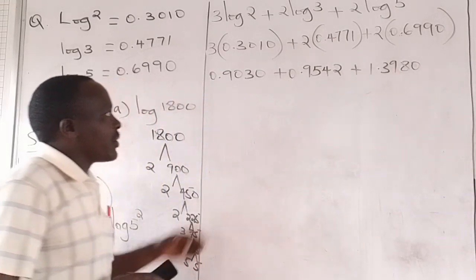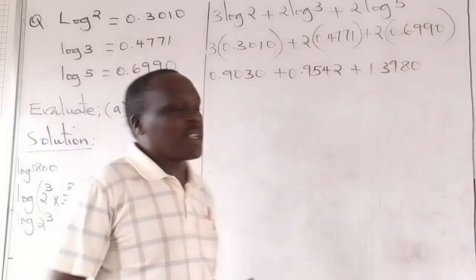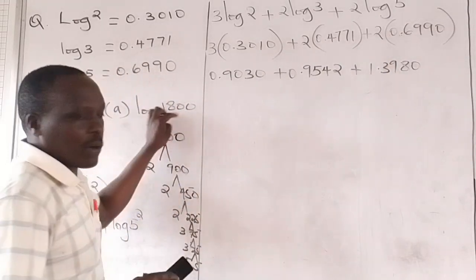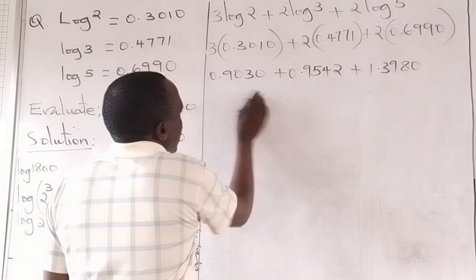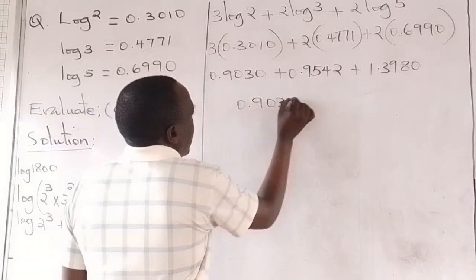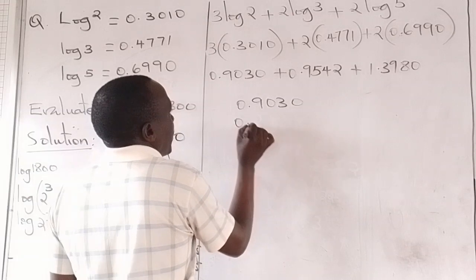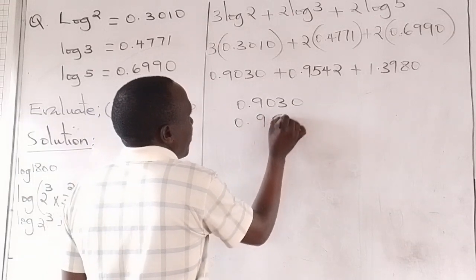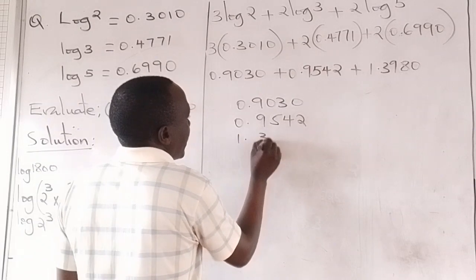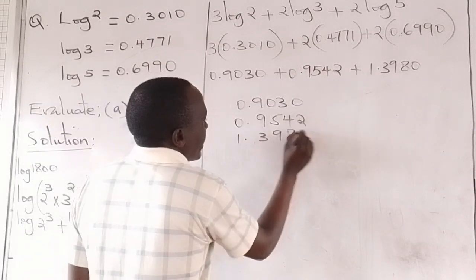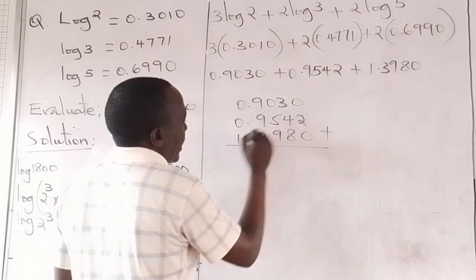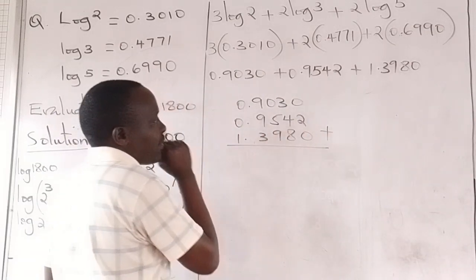From there, we are going to add the 3 numbers. By adding the 3 numbers, we are going to come up with the log of 1800. So we are going to use the column method when we are adding 0.9030, 0.9542, 1.3980. So we had the 3 numbers, and that is what will give us the log of 1800.